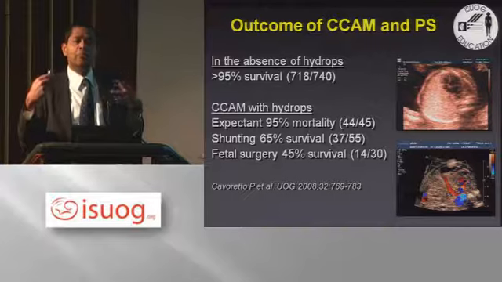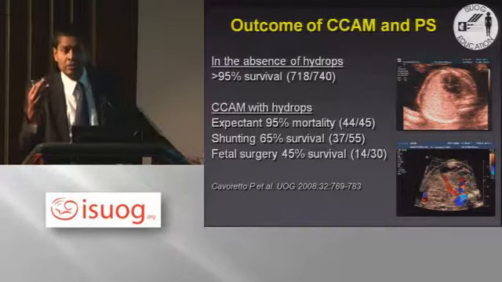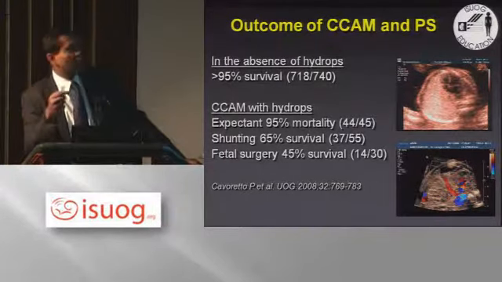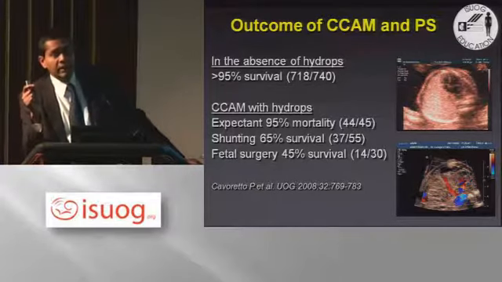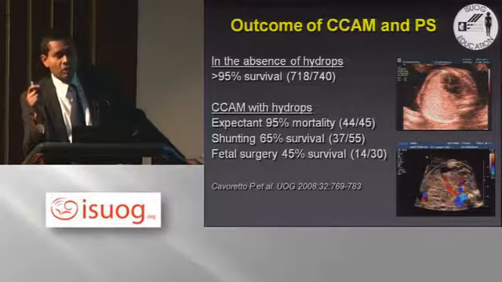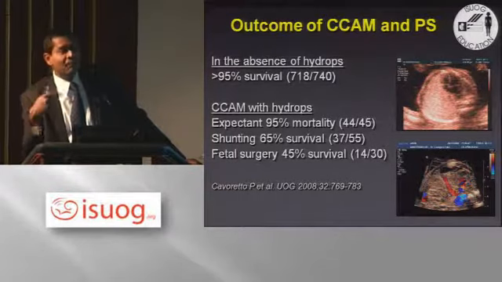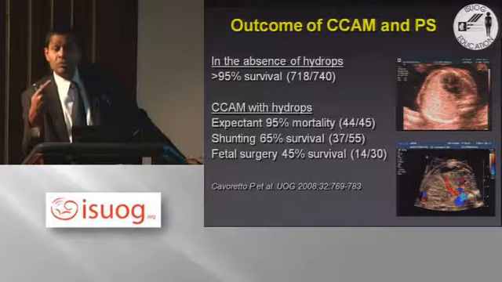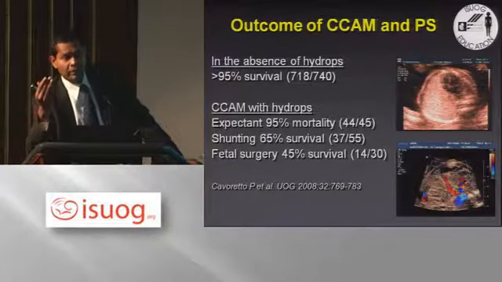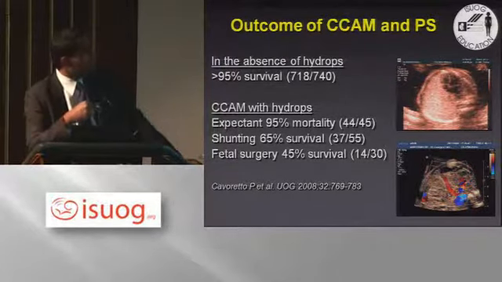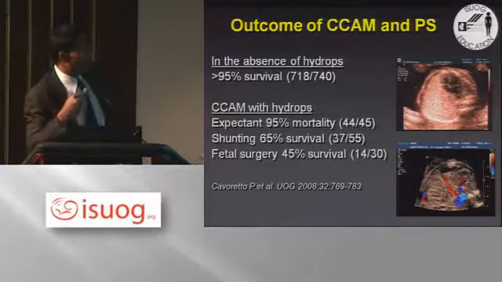The mechanism of hydrops is a bilateral lung lesion which is causing cardiac compression and hydrops. Or, very rarely, a pulmonary sequestration which has such a high blood flow that it's causing an AV malformation, an AV bypass, and the baby's going into hyperdynamic heart failure. So expectant management here has a very good survival. In the presence of hydrops, unfortunately, the vast majority of case series have a very poor survival, 95% mortality. Again, very similar to CHAOS.